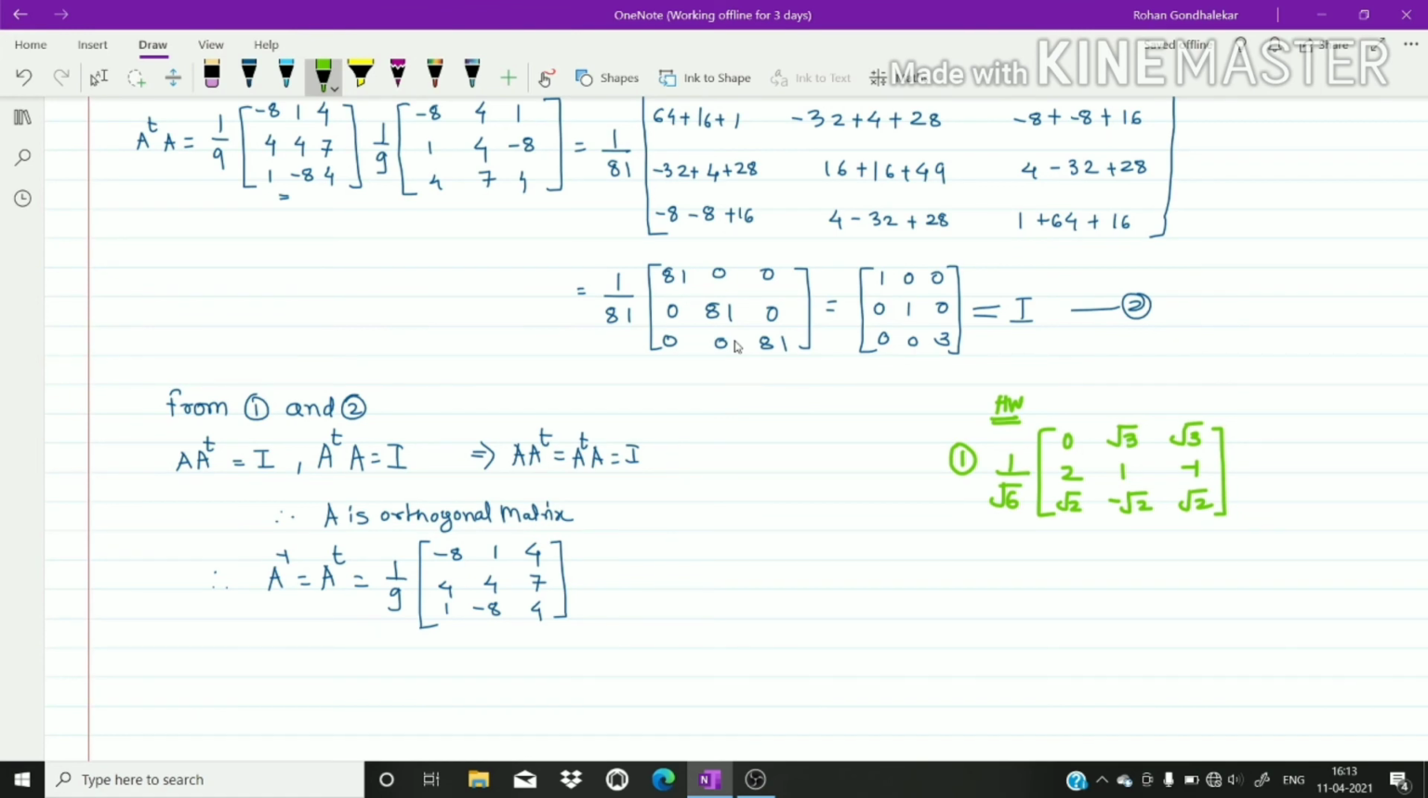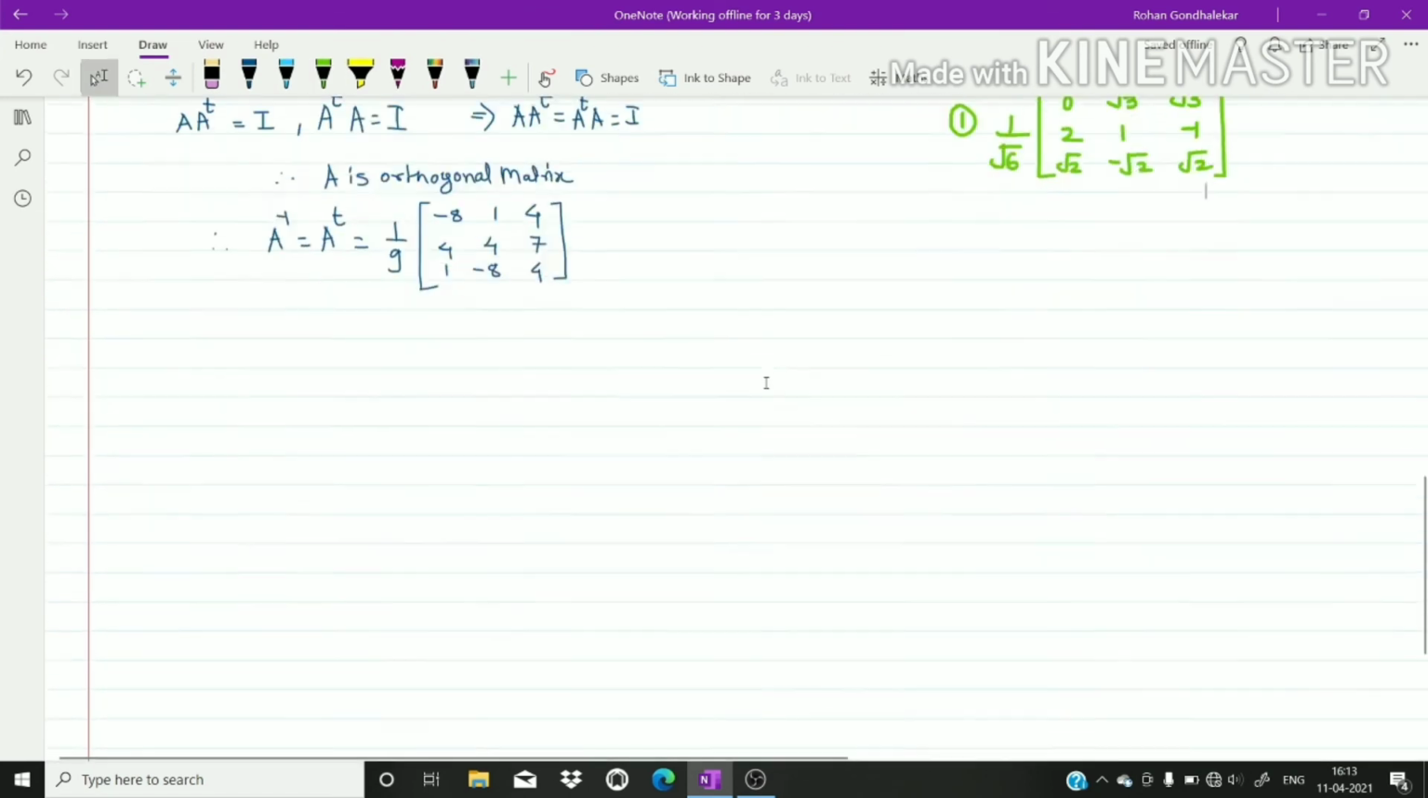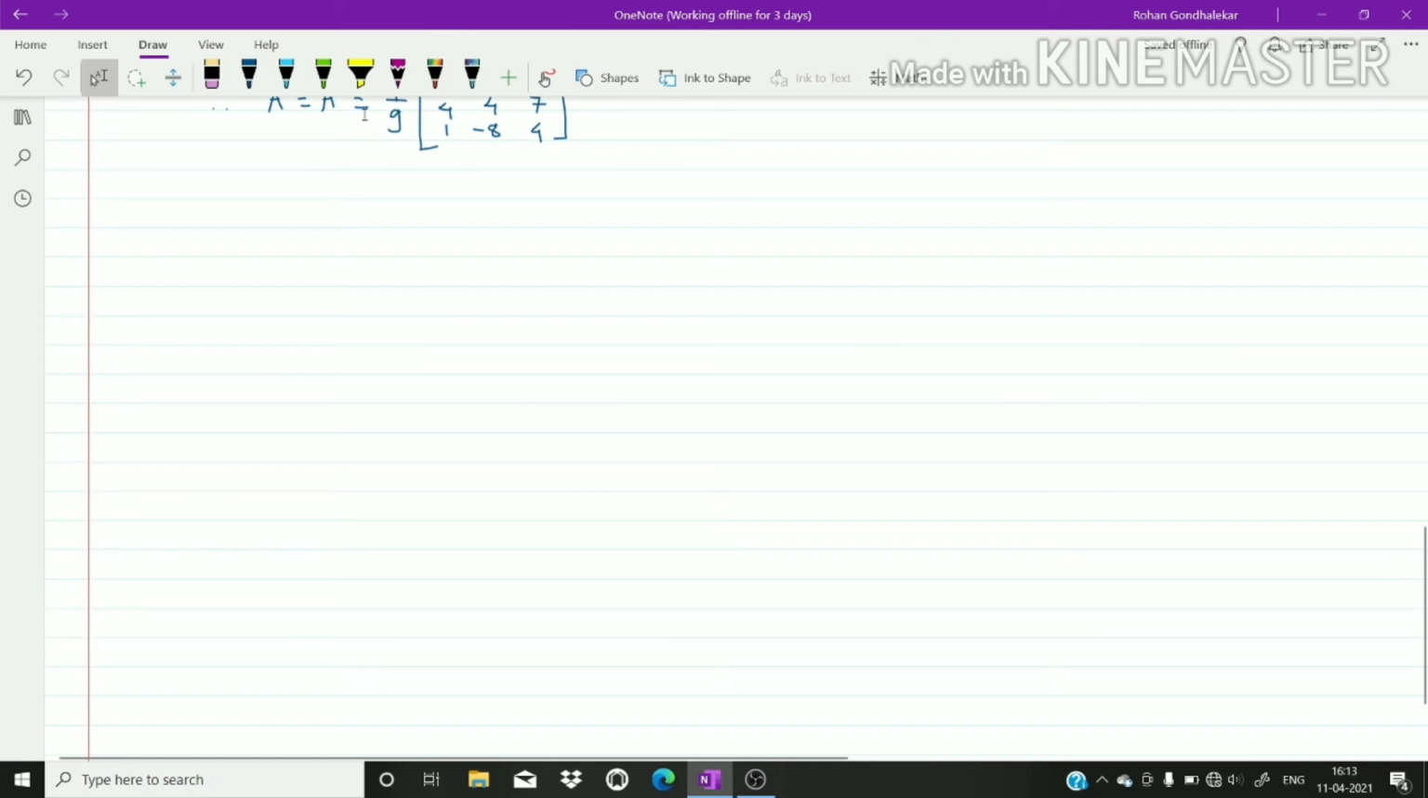Okay, so you try this example and get the answer. One more example I like to do from this part. The question is based on orthogonal matrices, I'd like to do one more problem.